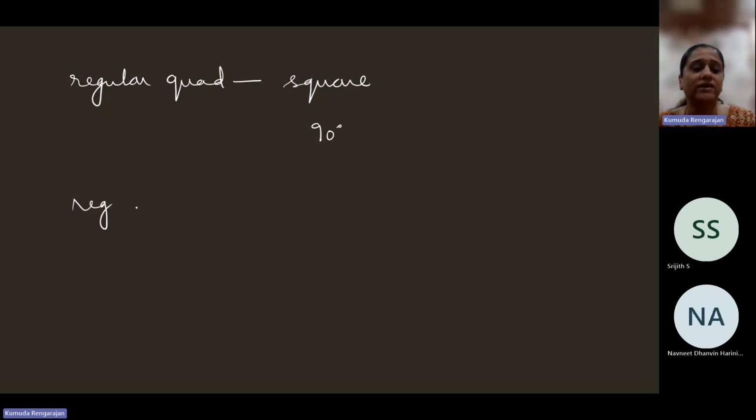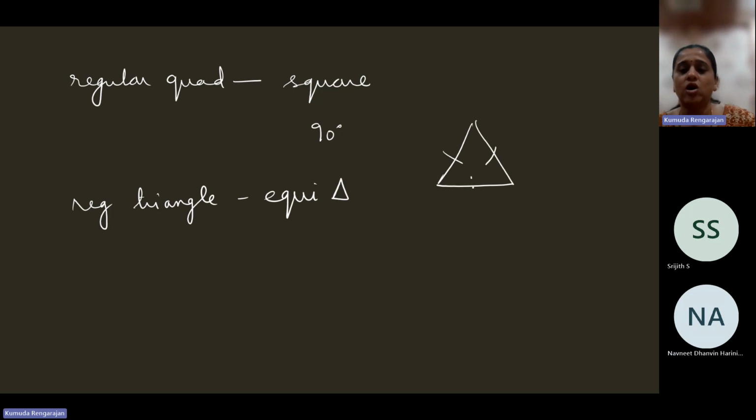What about a regular triangle? Equilateral triangle. Yeah, equilateral triangle, because in an equilateral triangle, all the 3 sides are equal and all the 3 angles are equal in magnitude. Each angle measures 60 degrees.